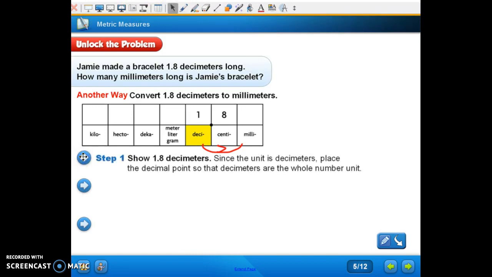Show 1.8 decimeters. Since the unit is decimeters, place the decimal point so that the decimeters are the whole number unit. Okay? So since they said decimeters, we have 1 decimeter, and then we're going to put our decimal point, and we're going to have our 8 over there in the centimeter. So the decimal is not always going to stay in that position like it does when we're working within our place value system.